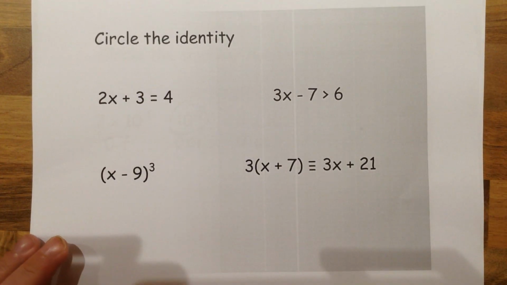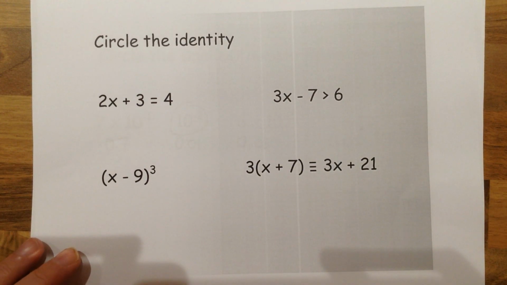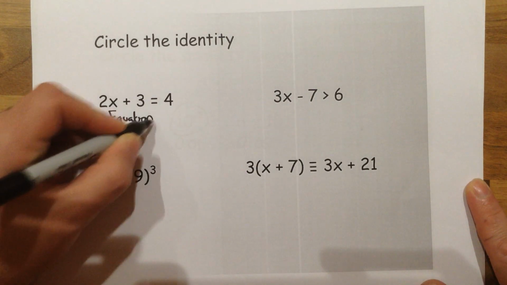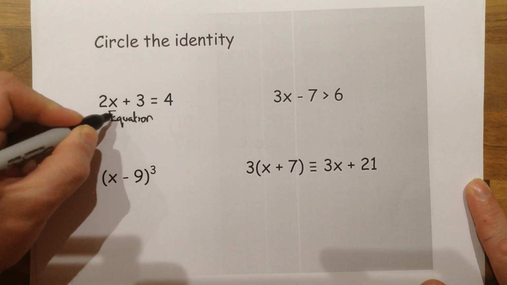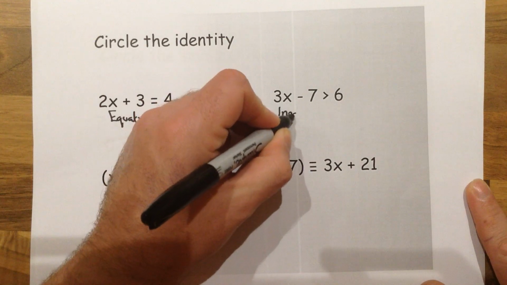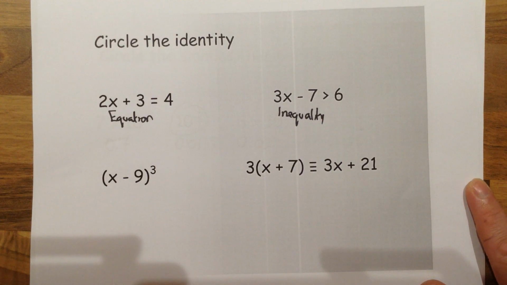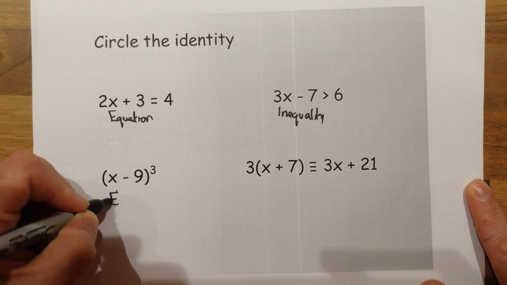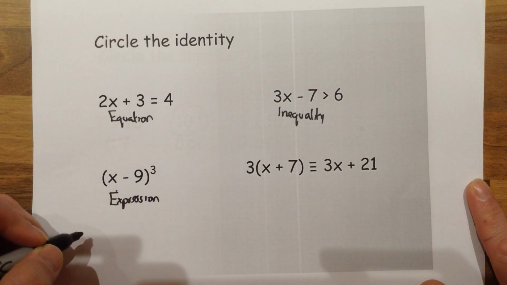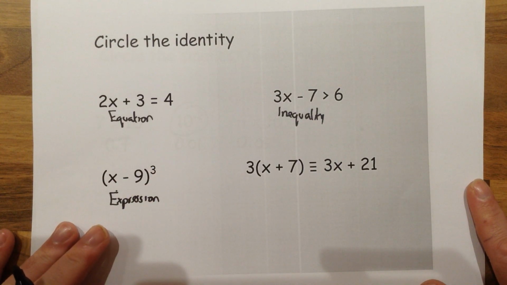Here we are asked to circle the identity. So different things within algebra have different names. This would be known as an equation because it has an equal sign and therefore one value of x that would make it correct. This one is known as an inequality because it's got an inequality symbol, so a greater than or less than. This is an expression. This is just a collection of letters or numbers, no equal sign, and this is not worth anything. It is just something that we could manipulate and expand.